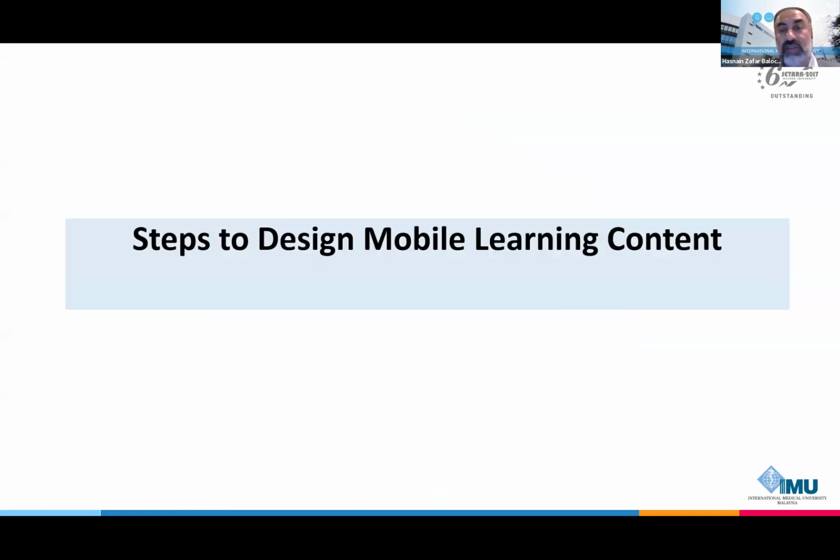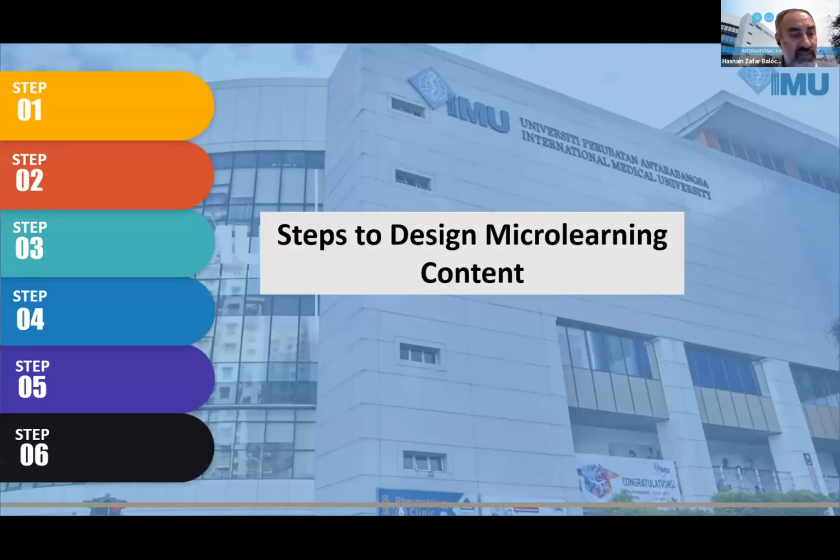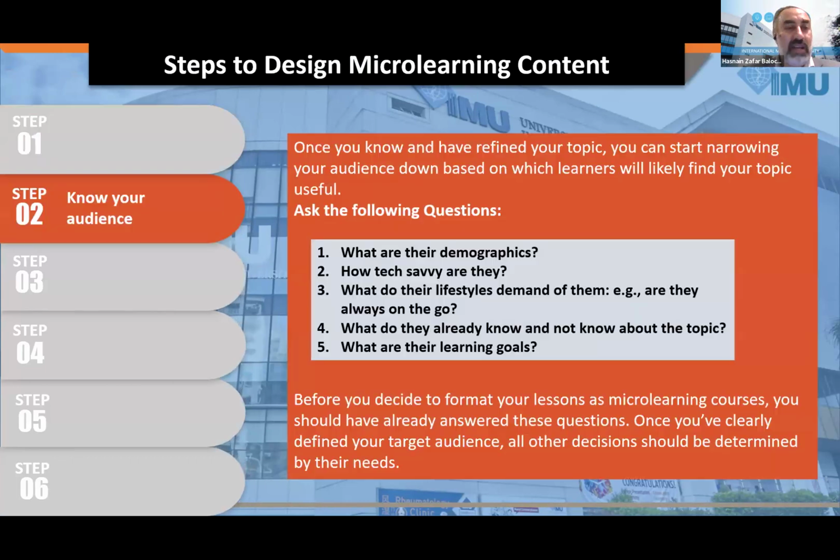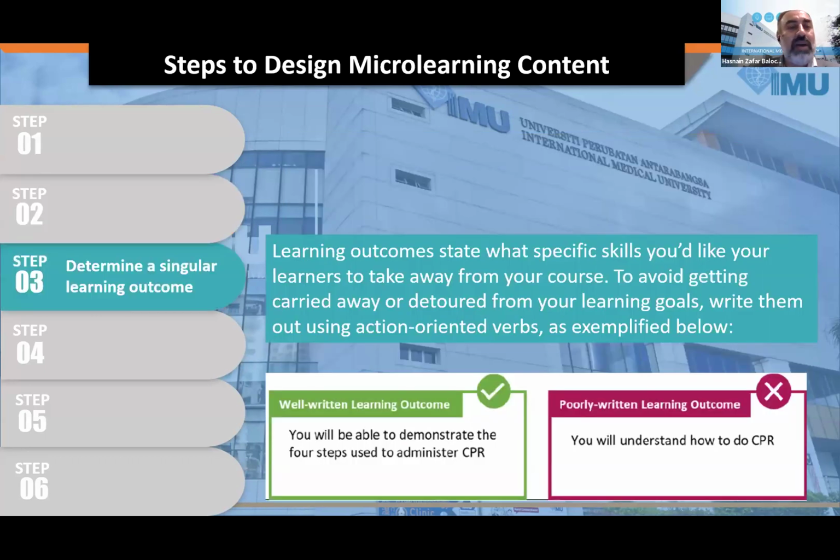Okay, very quickly, steps to design mobile learning content. Six steps I will share. First one is focus on topic. What would be more suitable to be delivered in mobile learning? A highly focused topic should be the case, which is the best match for mobile learning content. Know your audience. You should know for whom you are delivering. Once you know your audience, you know what kind of environment they will be in, so what would be more suitable for them?